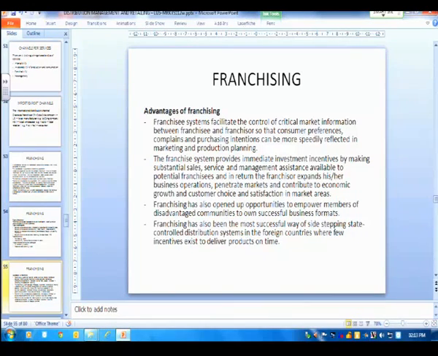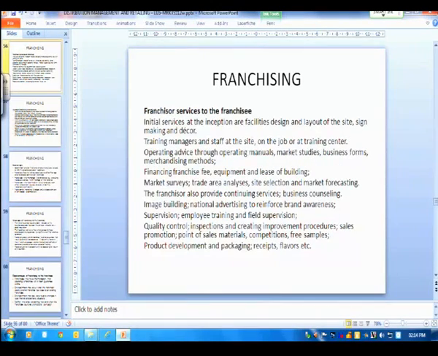Franchising has also opened up opportunities to empower members of disadvantaged communities to own successful business formats. Franchising has also been the most successful way of sidestepping state-controlled distribution systems in foreign countries where few incentives exist to deliver products on time.